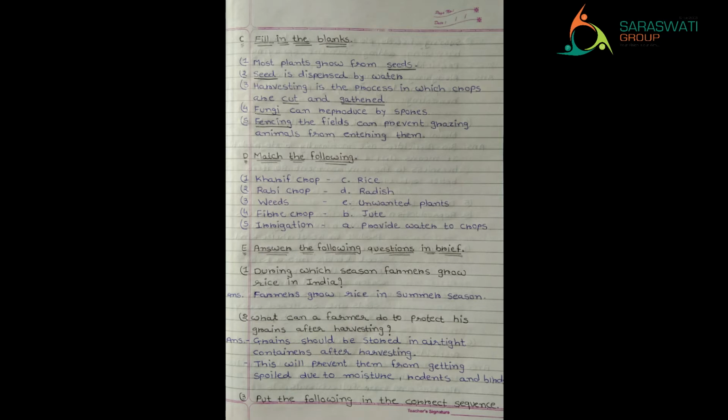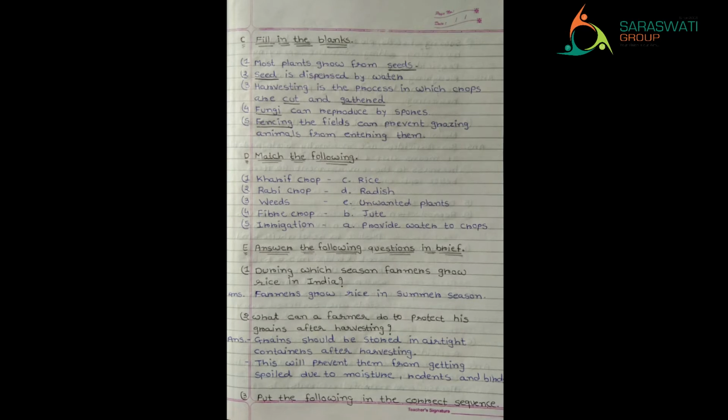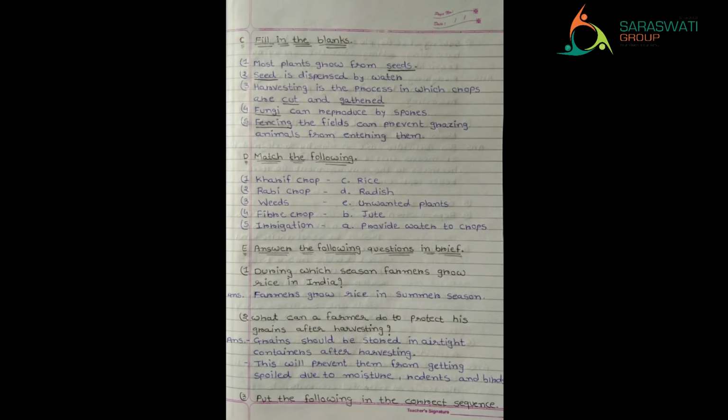The third one is weeds. And the answer for it is unwanted plants. As you know, weeds are unwanted plants which are to be removed. Okay. The fourth one is fiber crop, right? And the answer is jute. Fiber crop means something from which we can make cloth or cloth-like material. So among the options given, the correct option is jute.